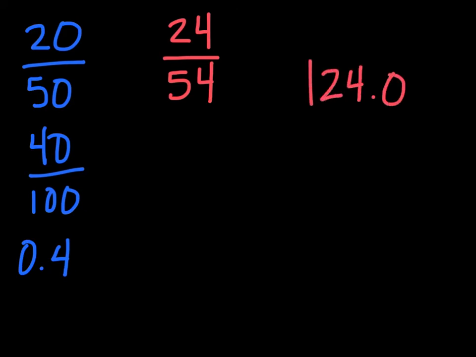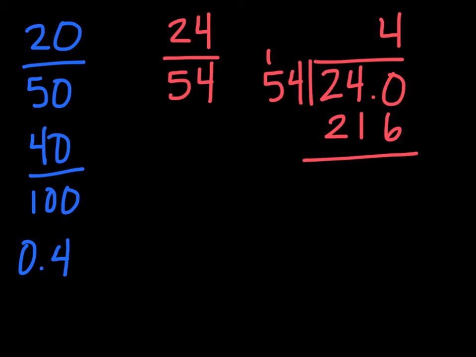We have 240 with our decimal point in there, divided by 54. 54 is going to go into 240 4 times. 4 times 4 is 16. Carry the 1. That gives us 216. So a remainder of, let's see, what do we have here? 10 minus 6 is 4. 3 minus 1 is 2.